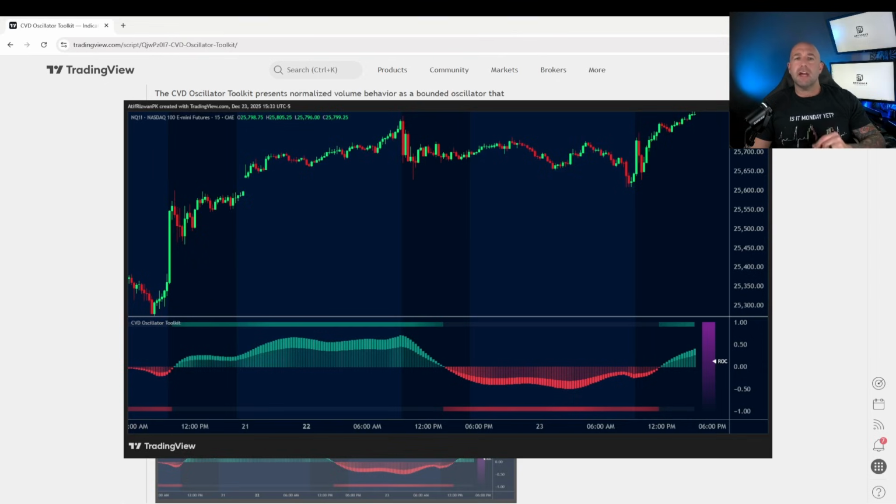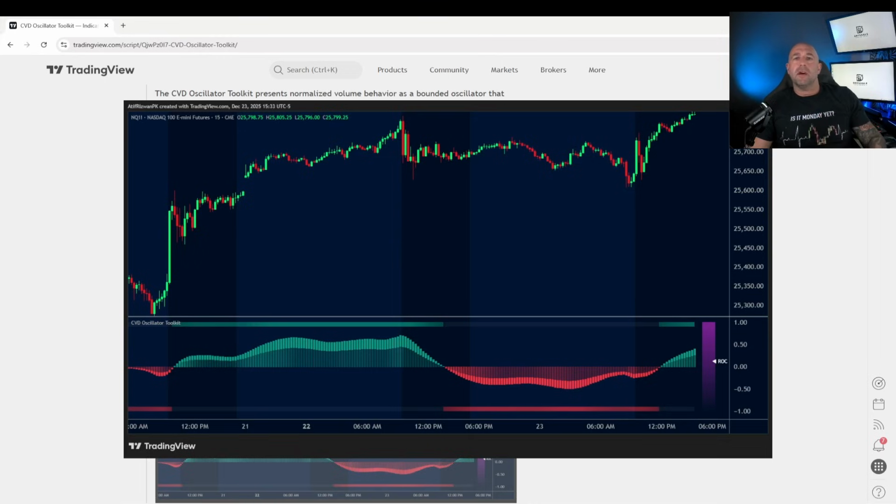The depth of the oscillator's movement provides additional context. So, shallow oscillations reflect weak or hesitant order flow pressure, while deeper extensions suggest stronger conviction from one side of the market. Periods where the oscillator compresses near the zero line often indicate balance, absorption, or indecision between buyers and sellers. Because the oscillator is smooth, it emphasizes sustained volume behavior rather than reacting to single bar fluctuations or short-lived volume spikes.